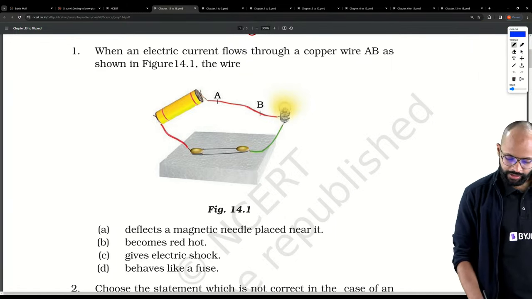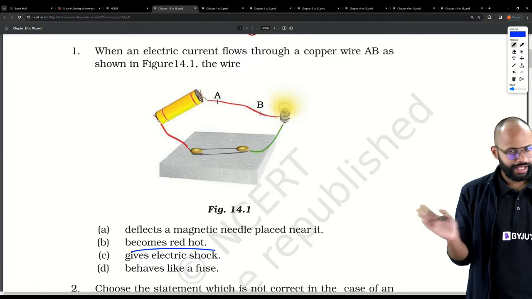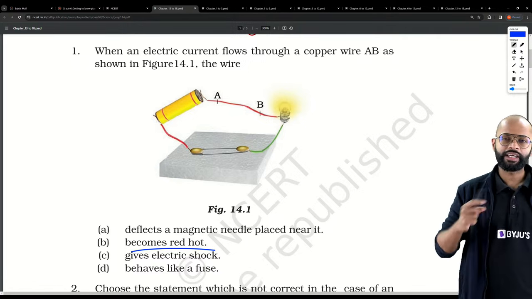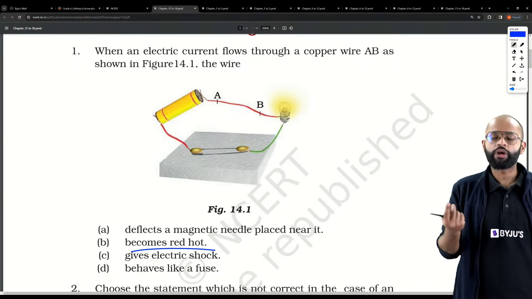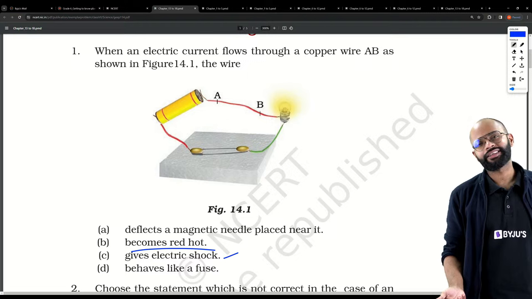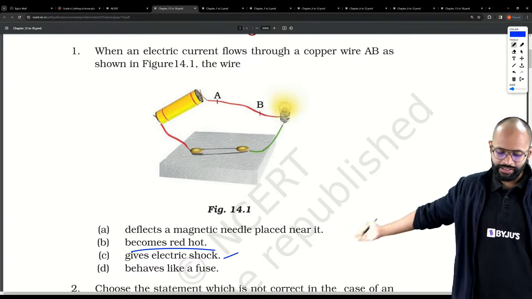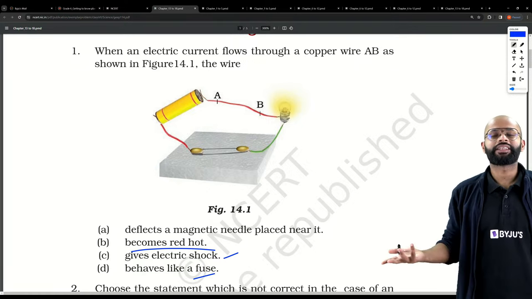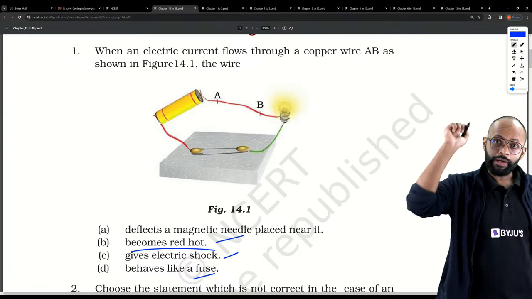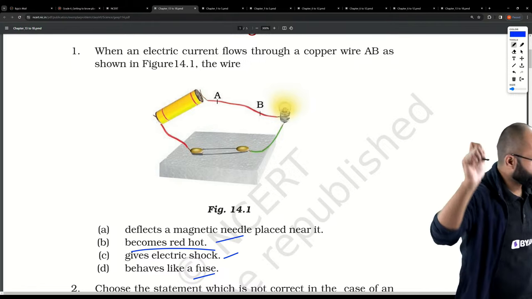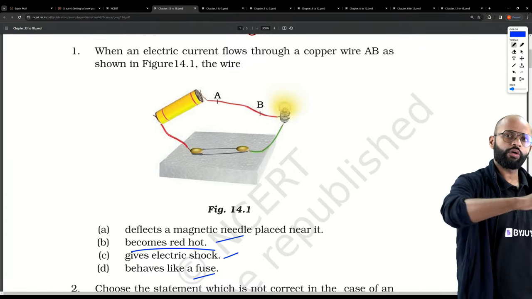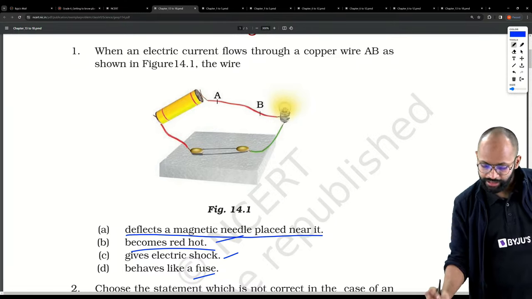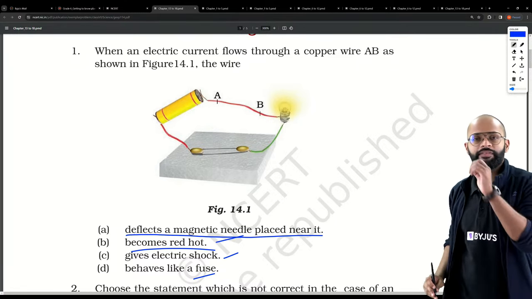When current flows through the copper wire, the wire becomes red hot? It depends. There is no guarantee that it will be red hot. Tell me one thing, in your home there are so many wires, do all of them become red hot? No. So red hot is not certain. Gives electric shock? What are you saying? If it is a small battery, say a 1.5 volt battery, will you get a shock? No. Behave like a fuse? But whenever there is a current, however small it may be, it will have magnetic properties, so a magnetic needle will be deflected.